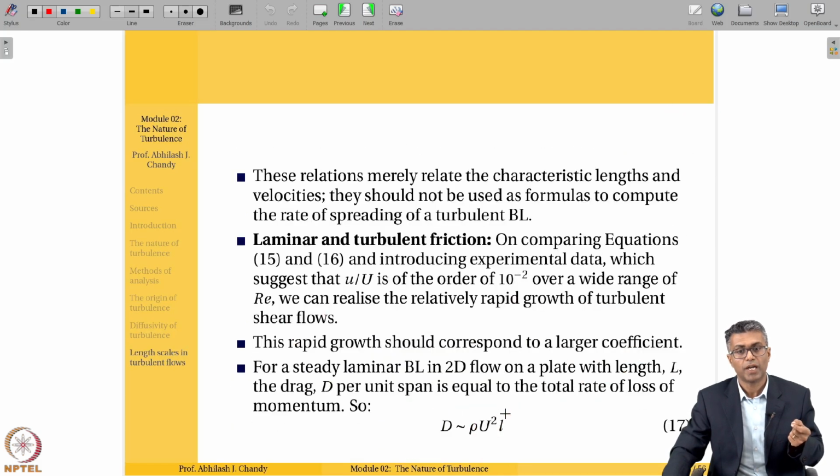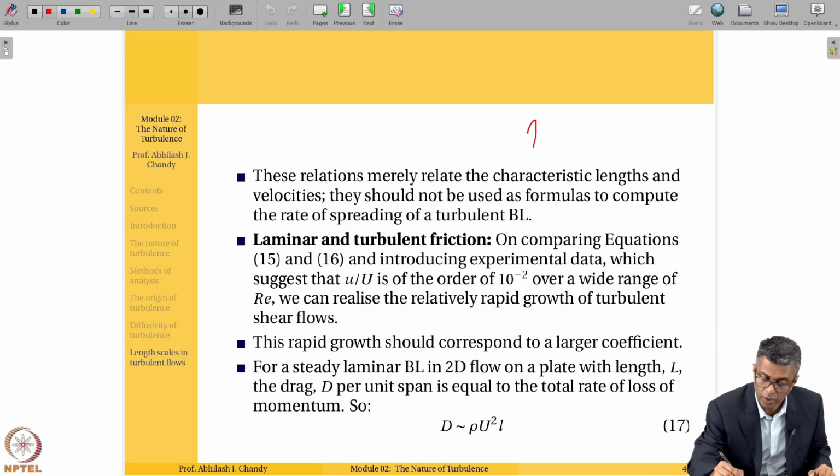So now, if I use that, I know that experimental data has always suggested that u over U is of the order of 0.01 over a wide range of Reynolds numbers. So we know that we have a rapid growth of turbulent flows because this is u over capital U, which is equal to approximately 0.01. It varies as close to Re to the negative half, isn't it?